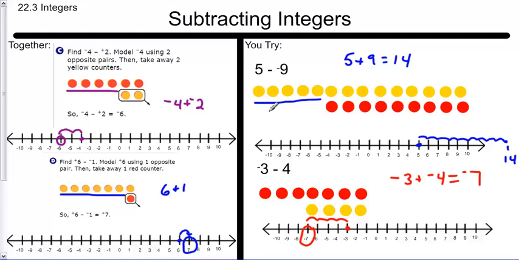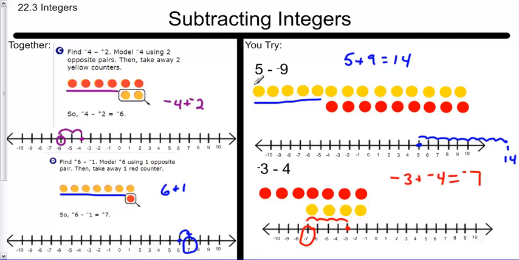Welcome back. So here's what I have. I start with 5, and then I change the subtraction sign to an addition sign. The negative 9 becomes a 9 because those are opposites. Again, the opposite of subtraction is addition. The opposite of negative 9 is a positive 9. So 5 plus 9 is 14. If I start at 5 and move over 9 spots on the number line, I get 14.